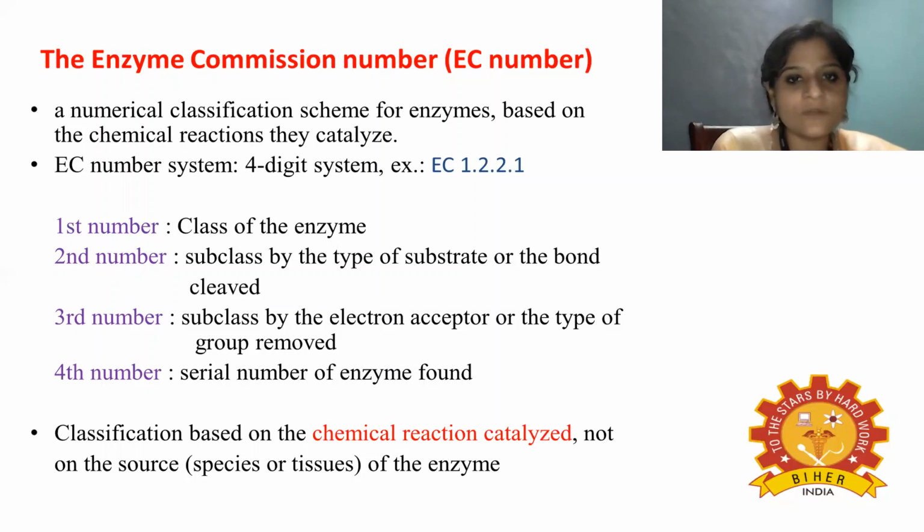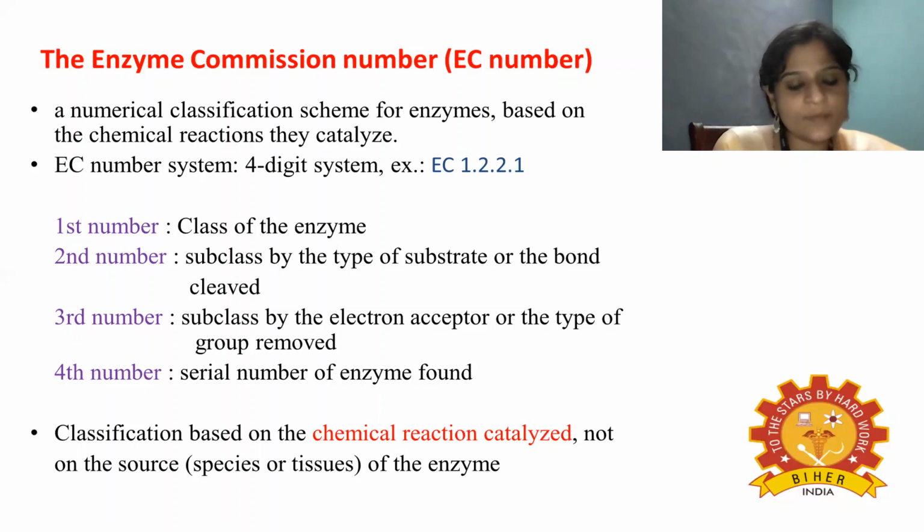It is basically a 4-digit number. The first number denotes the class of the enzyme. We have seen the classes of enzymes, isn't it? Based on the biochemical action, all 6 classes are there. The second number is based on the subclass by the type of substrate or the bond that is cleaved. It depends upon the bond that has been cleaved.